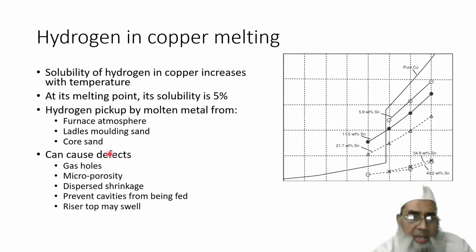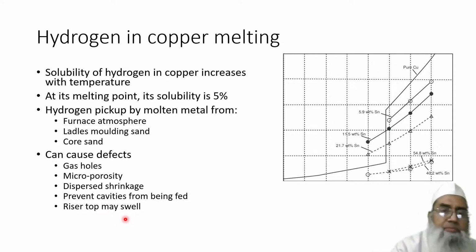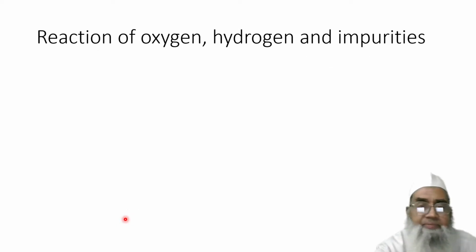Now, this picked up hydrogen will cause gas holes, microporosity, dispersed shrinkage, and prevent the cavity from being filled. They will retard the movement of the fluid. However, the top riser may also swell due to all these things.